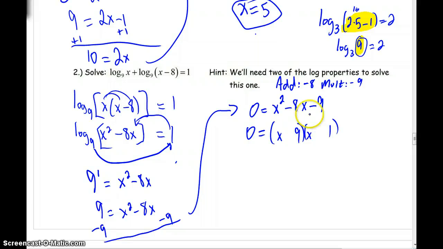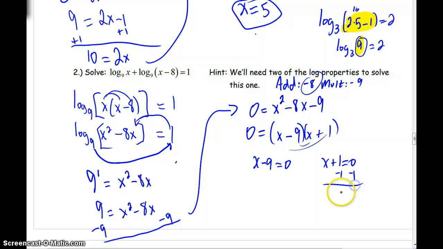And real quickly, if we're adding to something negative, the larger number must be a negative. So we'd have -9 multiplying to -9. Of course, we need a +1. Double check that we add up to a -8. We do. Take x minus 9, set it equal to 0. Take x plus 1, set it equal to 0. Subtract 1 from both sides here, you get x is -1. Add a 9 to both sides, here you get x is 9.